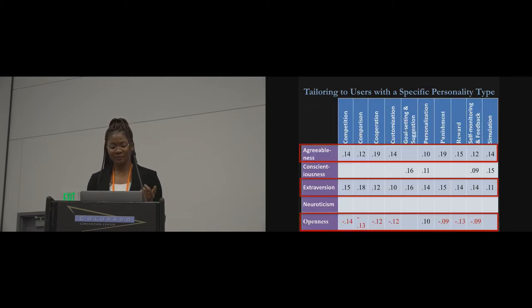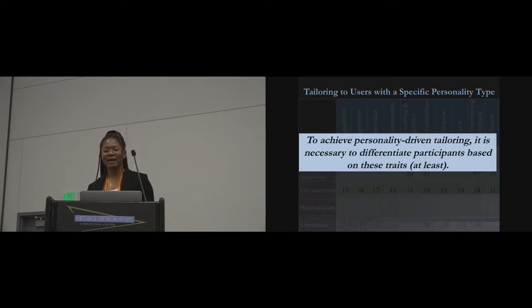Our results indicate that extroversion, agreeableness, and openness are the three personality traits that predict most of the variance in the effectiveness of persuasive strategies. Therefore, we recommend that to achieve personality-driven tailoring, it is necessary to differentiate participants based on extroversion, agreeableness, and openness traits at least.